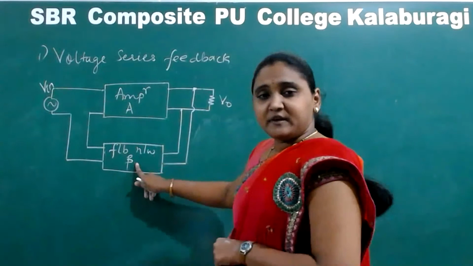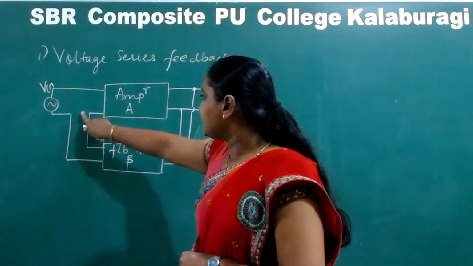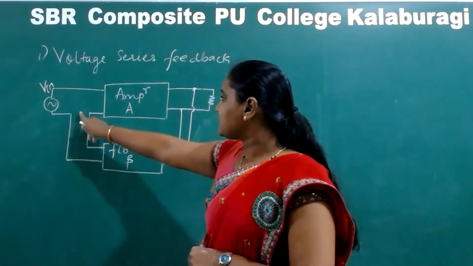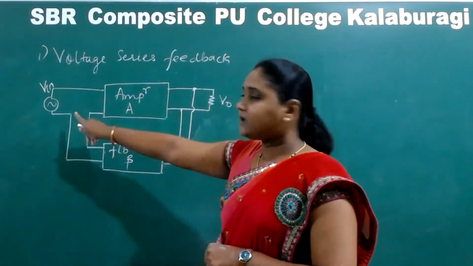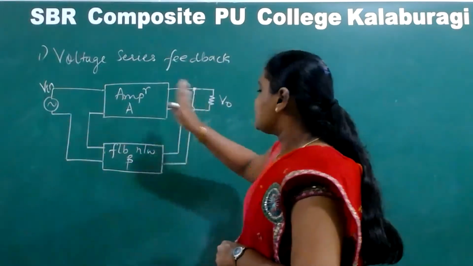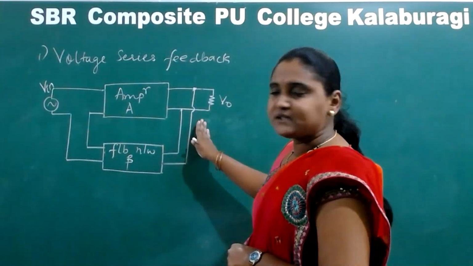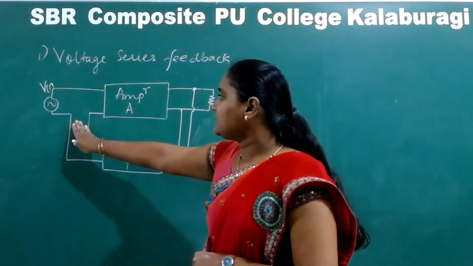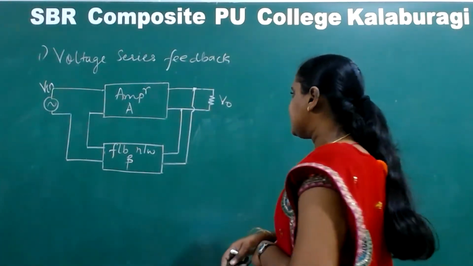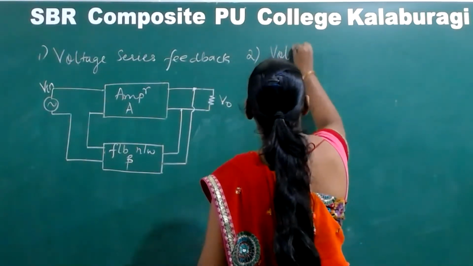Now the feedback network has received the feedback signal in the form of voltage. I am giving it as an input in the series form. If I make the same connection here in parallel, that becomes a shunt type. But this type of connection is called a series connection. So voltage series feedback: I am deriving a voltage signal as feedback and giving it to the amplifier in series form of connection. So this is called voltage series feedback. Next, voltage shunt feedback.